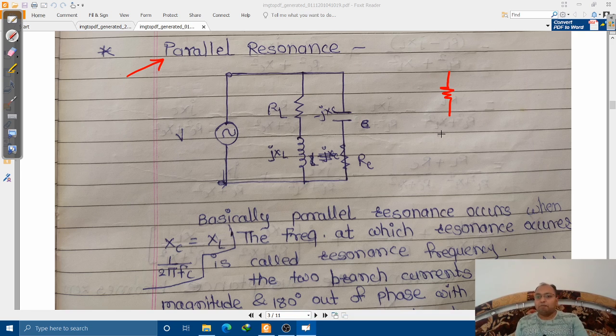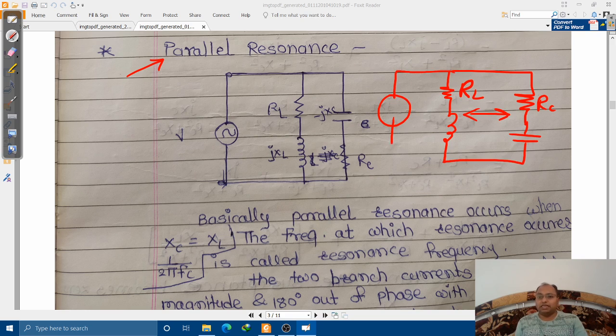So parallel resonance is nothing but one resistor in series with the inductor, and one resistor in series with the capacitor. This is my parallel circuit. They are connected in parallel, so that's why this kind of circuit is called a parallel resonance. This is my supplied voltage. This is L, also called JXL, and this is also called minus JXC.